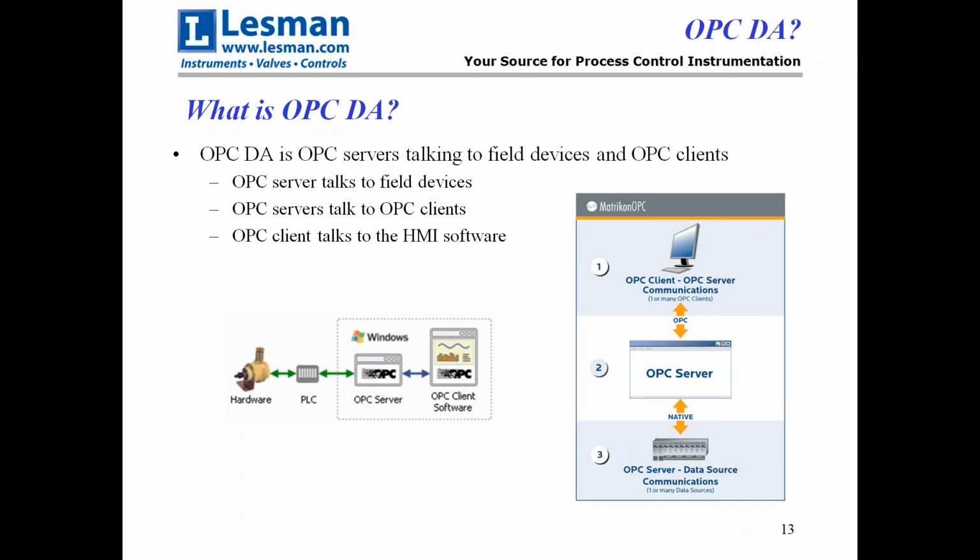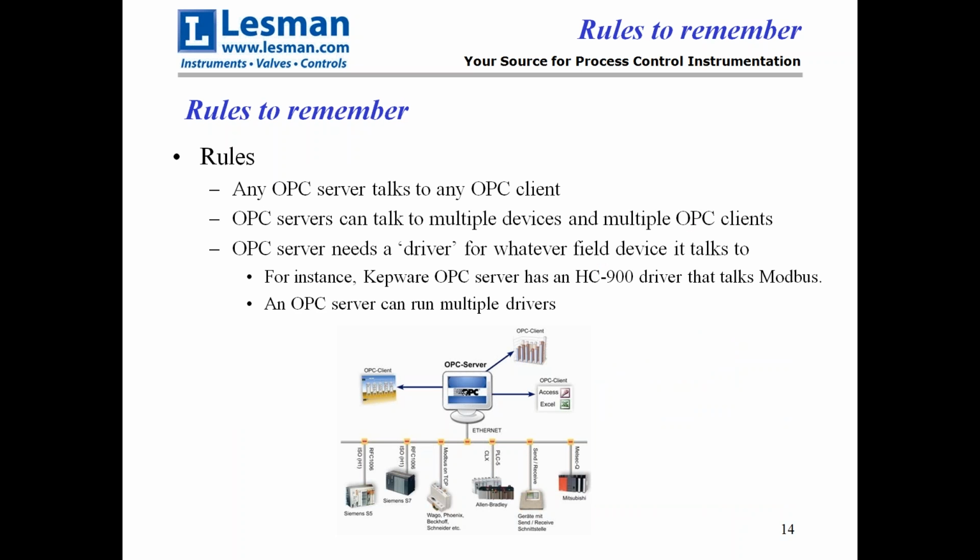The rules to remember for OPC are pretty simple. Any OPC server talks to any OPC client. OPC servers can talk to multiple devices. Now, if my OPC server is installed on this Windows box here, and it's talking to these devices down here, it has to have a different driver for Mitsubishi than it has for a Siemens S7. But that's okay. You buy the driver package, you load it on, and it handles that. OPC servers can talk to multiple OPC clients, so the different resources out there can get this information.